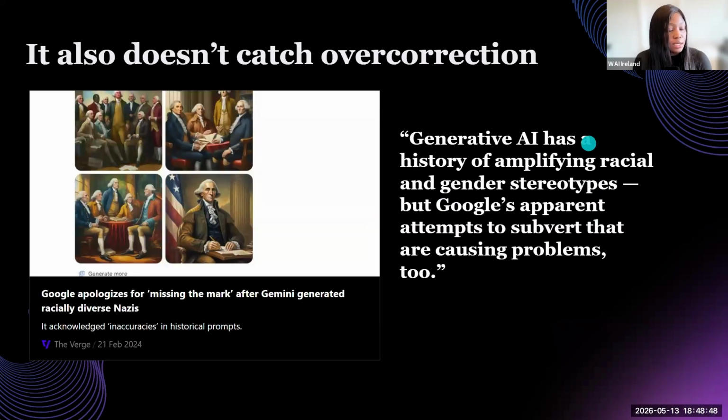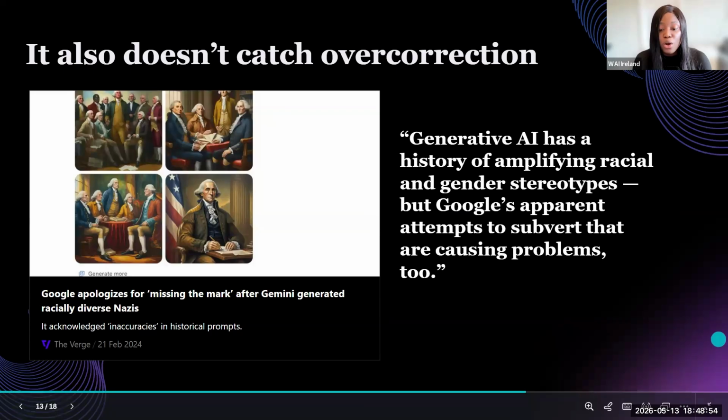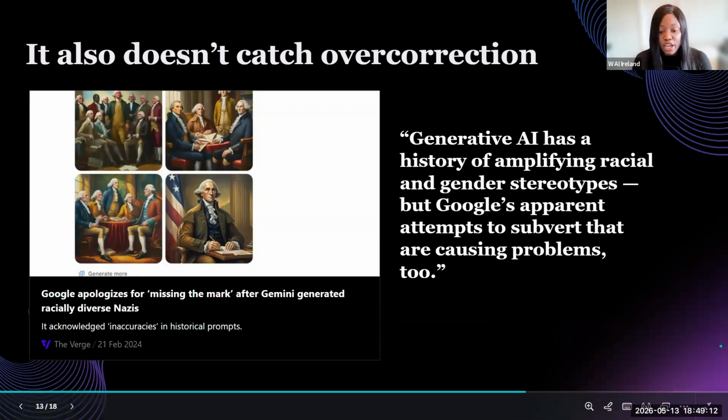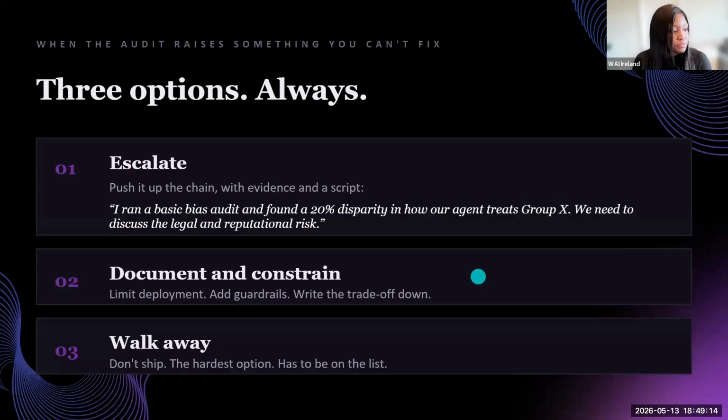And then another thing that it doesn't catch is overcorrection, right? So again, another viral moment back in 2024, where Google Gemini's image generator was tuned to produce more diverse outputs, and it ended up generating racially diverse German soldiers from the Nazi era, things like that. Again, we have to be mindful of that.